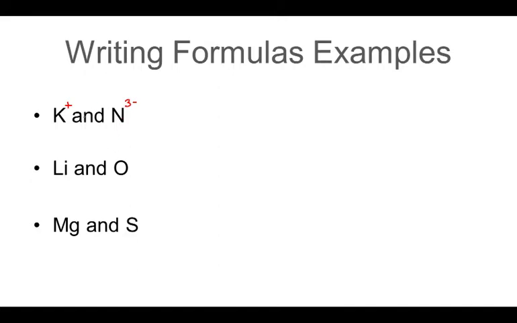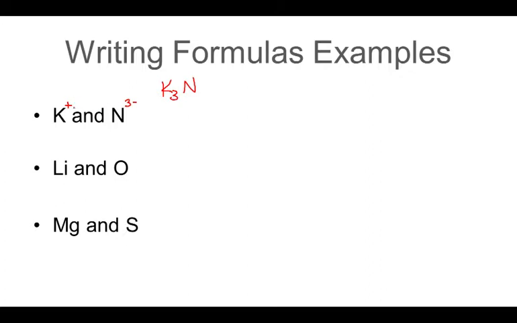Alright, now, how many potassiums do we need to match the nitrogens? Well, nitrogen has a charge of -3, and our potassiums only have a charge of +1. We need to get them to add up to 0. So that means we need 3 potassiums for every 1 nitrogen. Okay, K3N.